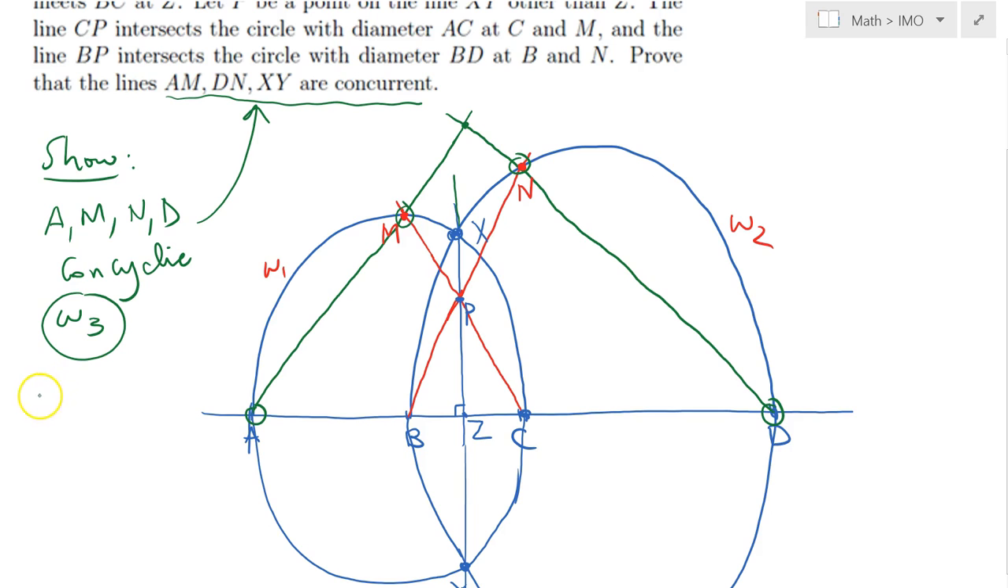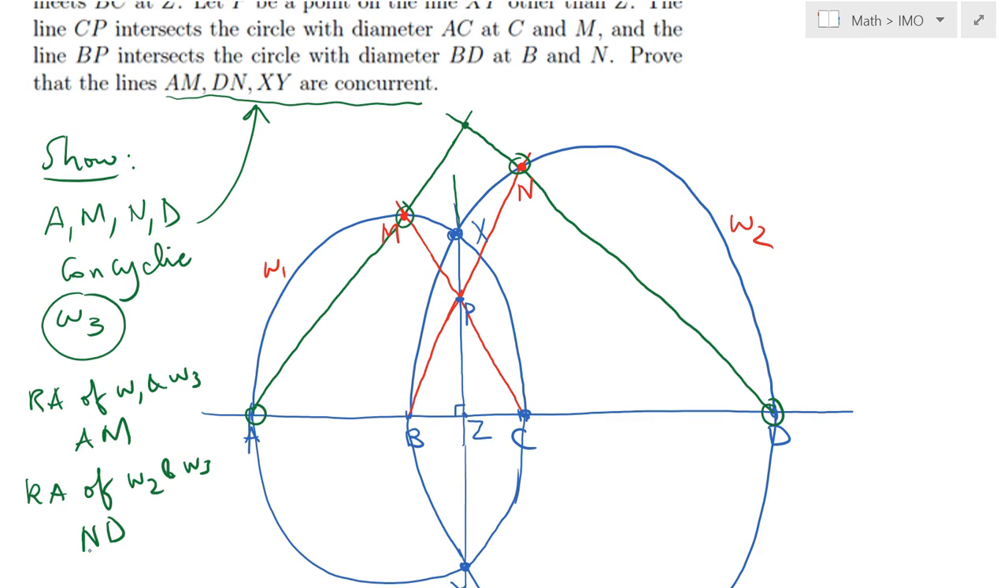In that case, the radical axis of omega 1 and omega 3 would simply be the line AM. And in a similar way, the radical axis of omega 2 and omega 3 would be ND, but then the radical axis of omega 1 and omega 2, we already know it's XY. As a result, by the radical axis theorem, those three radical axes should merge at the radical center of these three circles. So this is a very well-known result.